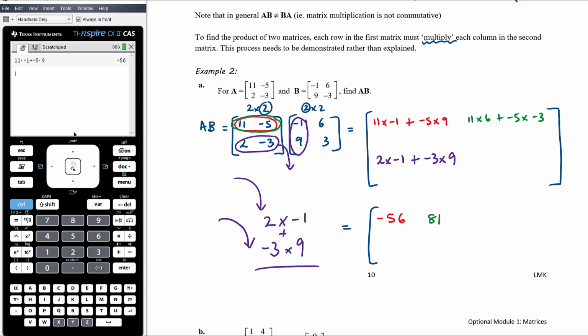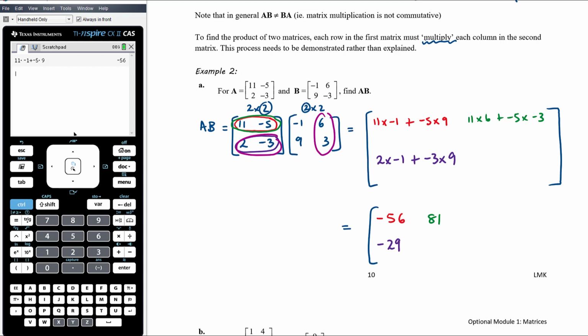So 2 times negative 1 is negative 2, negative 3 times 9 is negative 27, negative 2 plus negative 27 is negative 29. Okay? And then our final multiplication is going to be the bottom row times the right column. So we're going to, in that case, get 2 times 6 plus negative 3 times negative 3. Okay, so 2 times 6 is 12, negative 3 times negative 3 is 9, 12 plus 9 is 21.